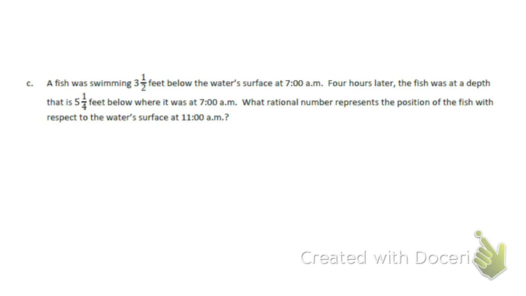All right, last one here. C. A fish was swimming 3.5 feet below the water. 4 hours later, the fish was at a depth of 5 1/4 where it was at 7 a.m. What rational number represents the position of the fish in respect to the surface of the water at 11 a.m.? So if it was 3.5 feet below, put -3.5. And it says it's 5 1/4 below of where it was before, right?